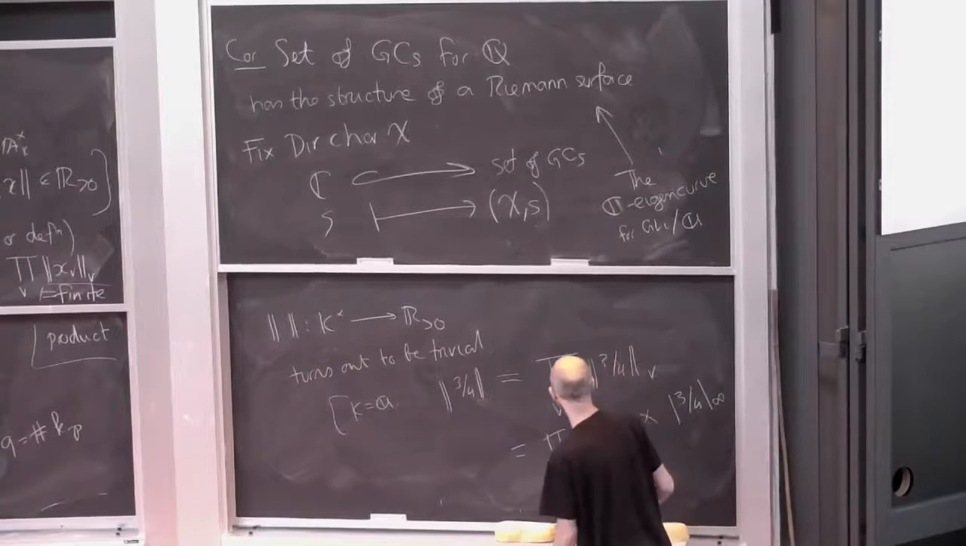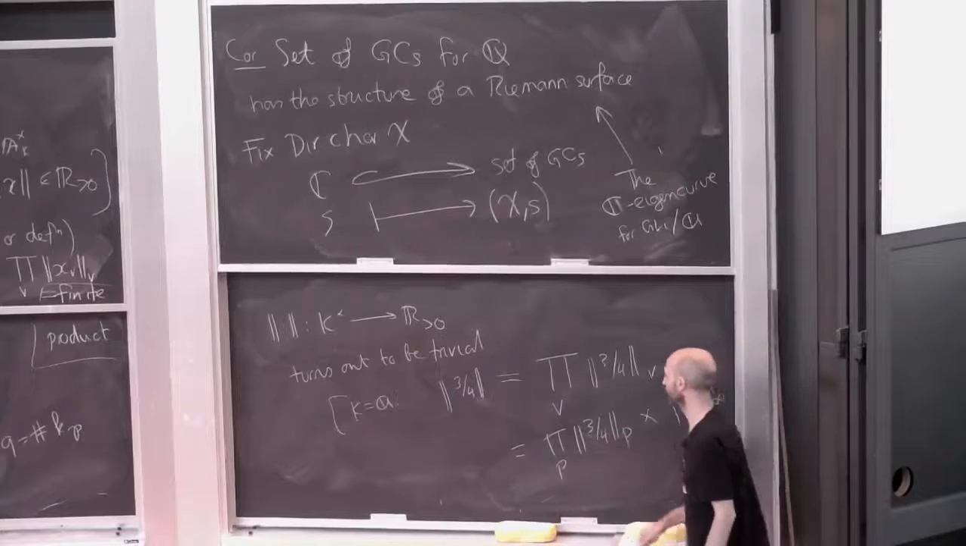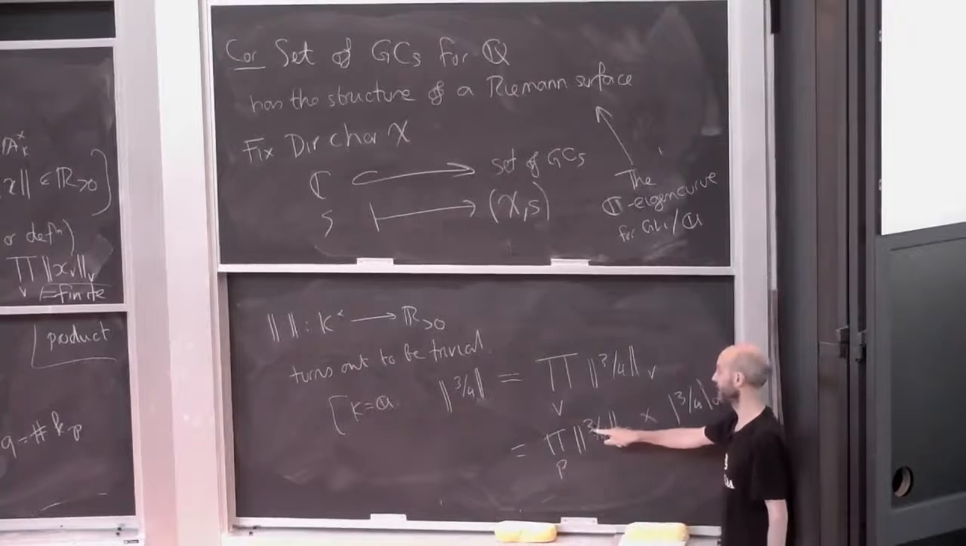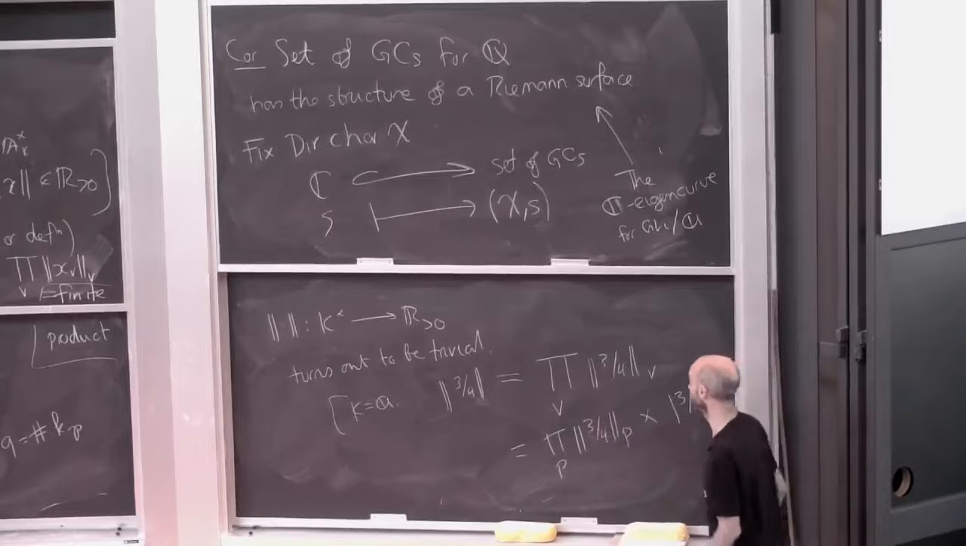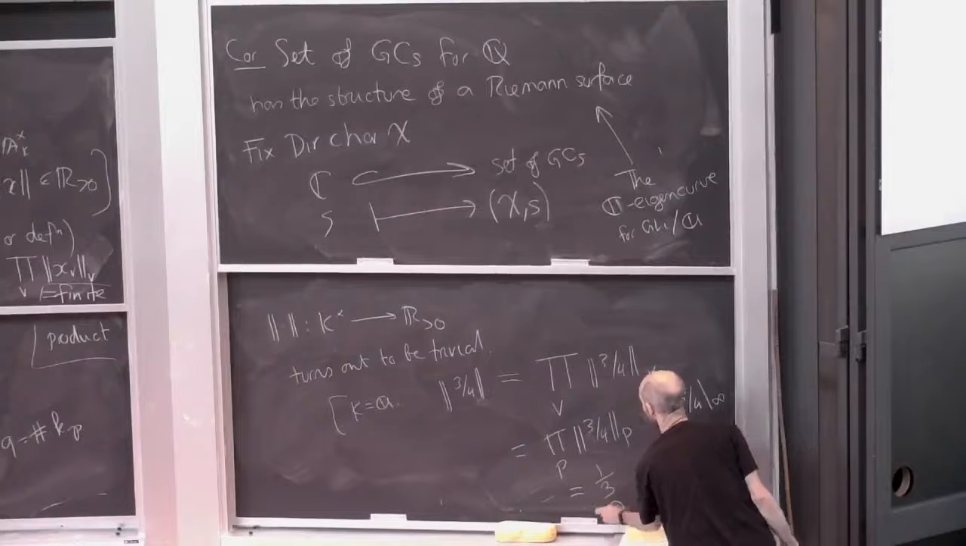So lo and behold, what's the 3? Well, this is like 3 times a unit, right? So the 3-adic norm of this is small, right? This is 3 times a unit. So the 3-adic norm of this is a third, right? That's what's going on at 3.